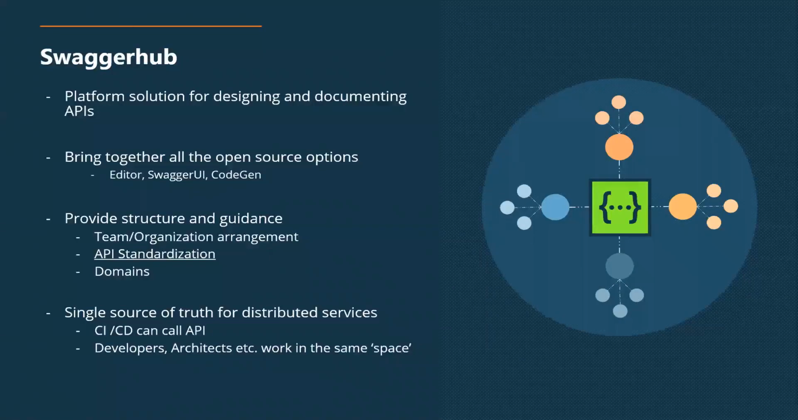So the standardization could be around operations, it could be around models, it could be around schemas. If someone is using underscore, someone is using camel case, you want to make sure that they're using the correct one that is appropriate to your team and to your API standardization.